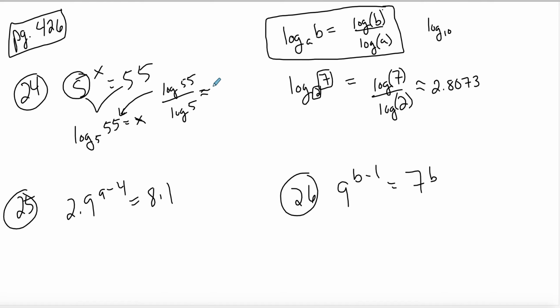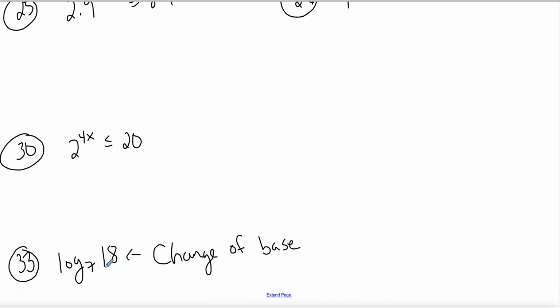And you get 2.4898, so 2.4899. That's what you get when you use the change of base formula. Okay. And you're going to have to do that down here as well.